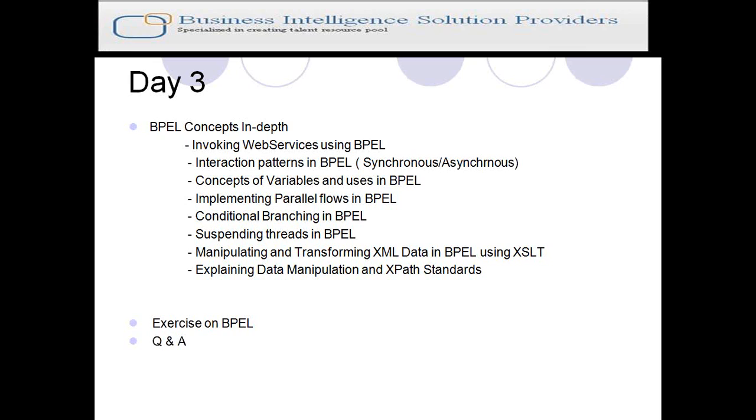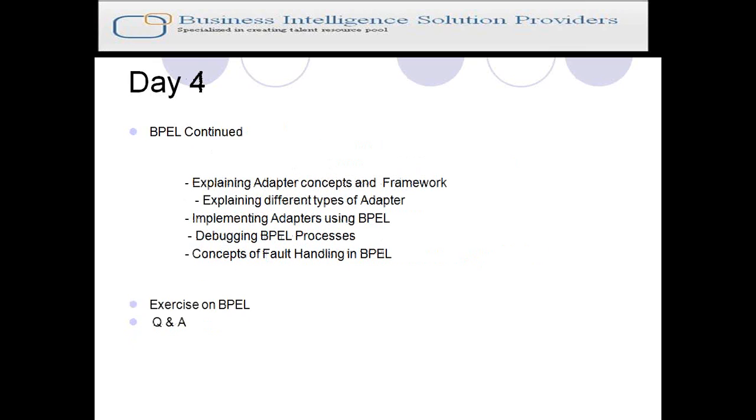We will do the exercises on BPEL, and then we will also do a question and answers. Day 4 is the time when we will tell you how to integrate disparate systems, like Oracle Apps. This system doesn't have web services, so how do we make those systems exposed as services?